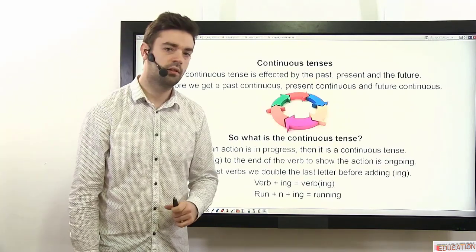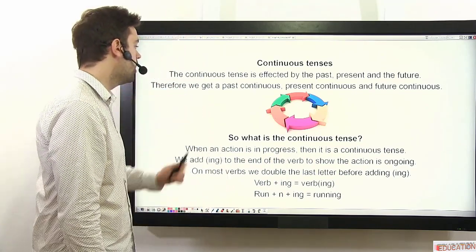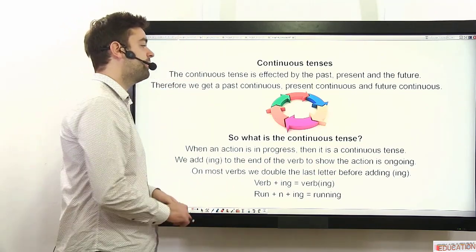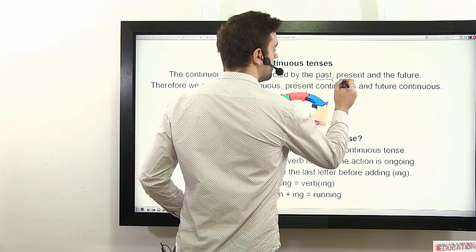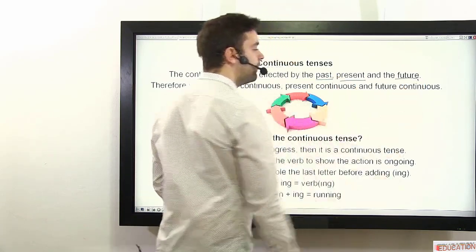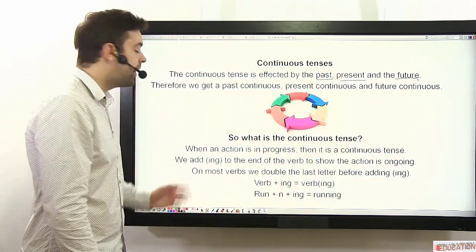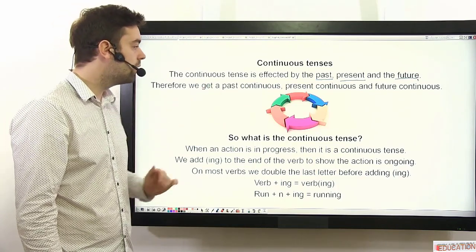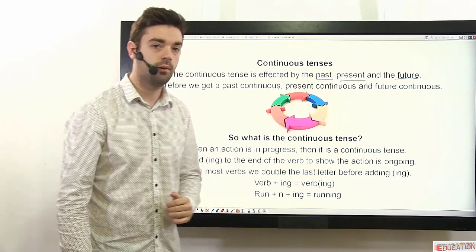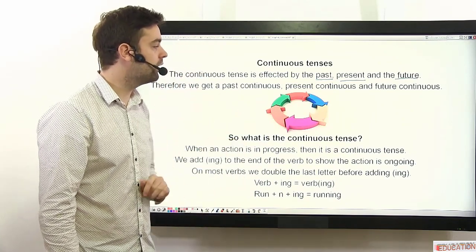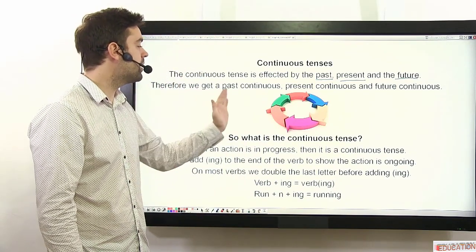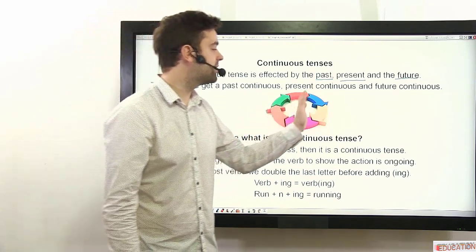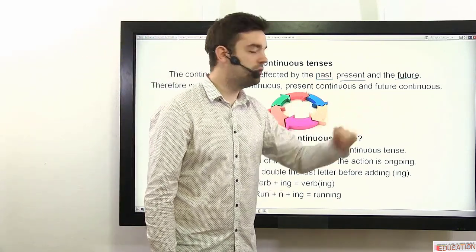So what about the continuous tenses? Well, the continuous tense is affected by the past, present, and the future. Therefore, we get a past continuous, present continuous, and a future continuous.